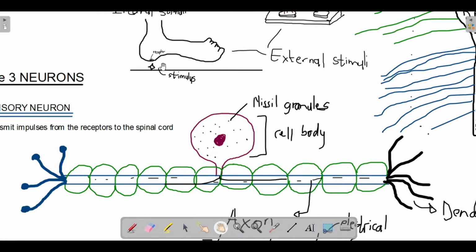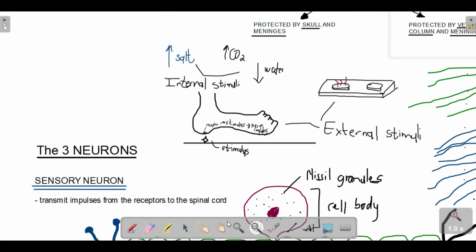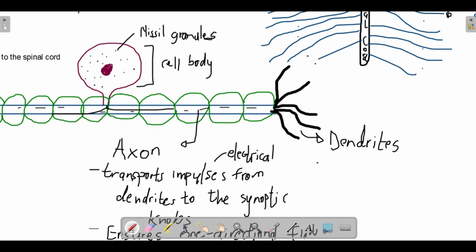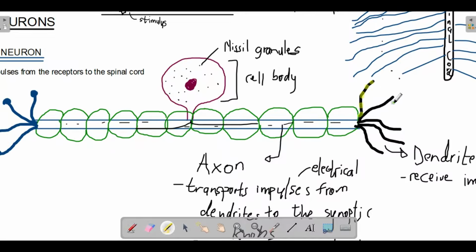In some books you're going to find that the receptor is the one that converts the stimulus into the nerve impulse, and in other books you are going to find that it's actually the dendrites of the sensory neuron that do so. So the dendrites receive the stimulus and convert it to an impulse. This message is received by the dendrites, and it will be transported via the axon all the way towards the other end.